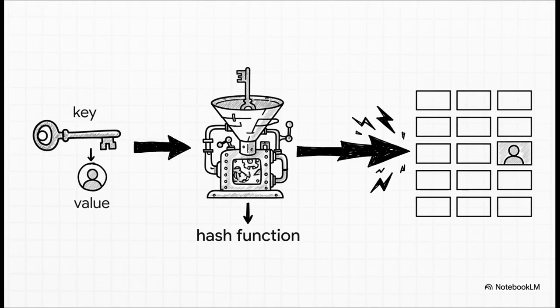So instead of a numerical index, a hash table uses a key, like a username, to store a value, like all that user's data. A hash function magically turns that key into an array index. And the result? On average, searching, inserting, and deleting are all O of 1. It feels like we found the perfect solution.